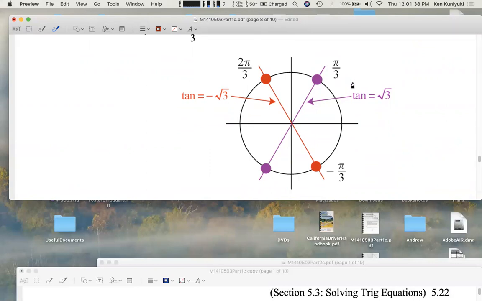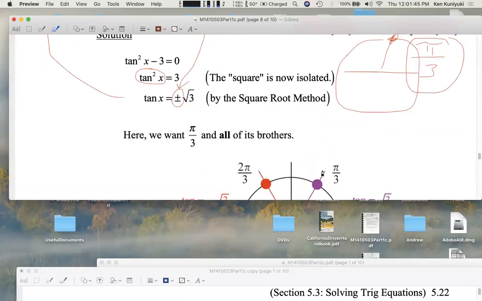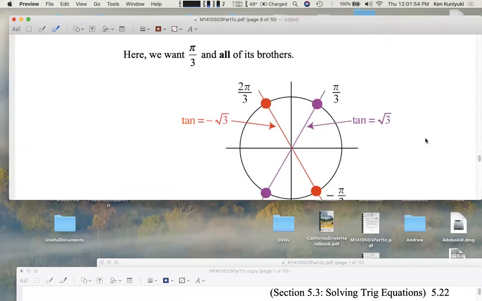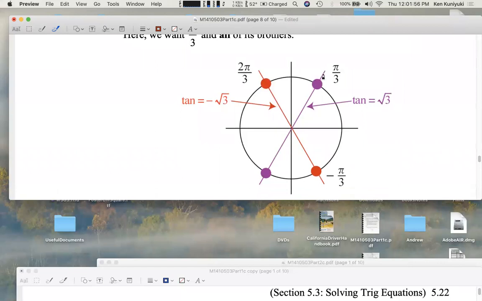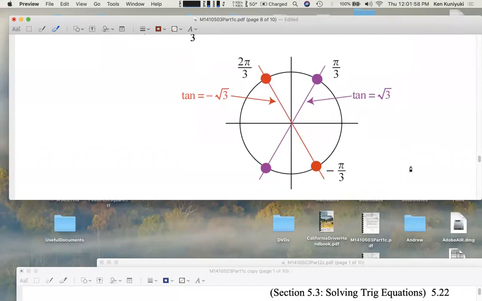Tangent, remember, was positive root 3 in quadrants 1 and 3. Tangent is negative in quadrants 2 and 4. But we don't even have to really draw that distinction. We want values of x, or angles, where tangent is either positive root 3 or negative root 3. So we don't even have to distinguish really between these quadrants. We want these brothers in all four quadrants. It doesn't even matter if the tangent value is positive or negative, although I hope you know which ones go with which quadrants. We don't have to worry. We want all the brothers for pi over 3.